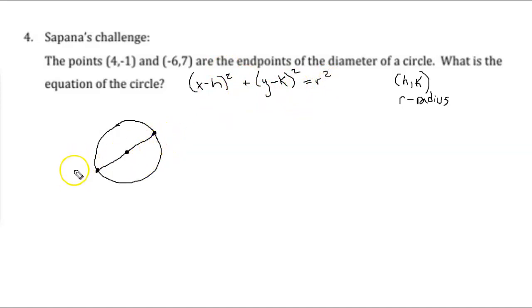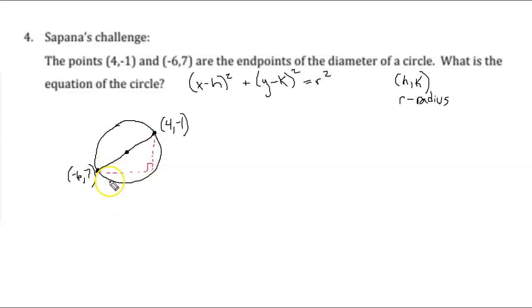We know that one point is (-6, 7), and one point is (4, -1). So if I want to find the diameter of the circle, I actually have to find the distance between those 2 points. There are many ways that you can find the distance. Most people like the distance formula. If you're not a formula person, you just want to remember that anytime you're looking for the distance between 2 points, you can write those points as a right triangle.